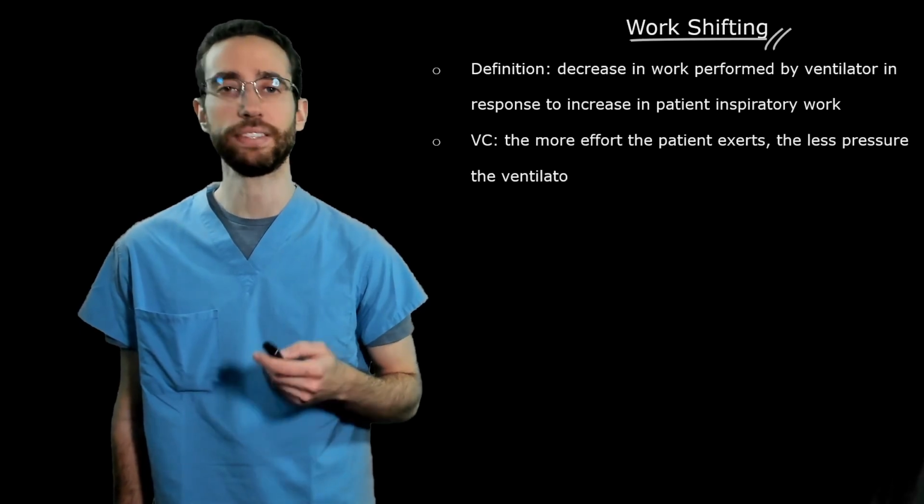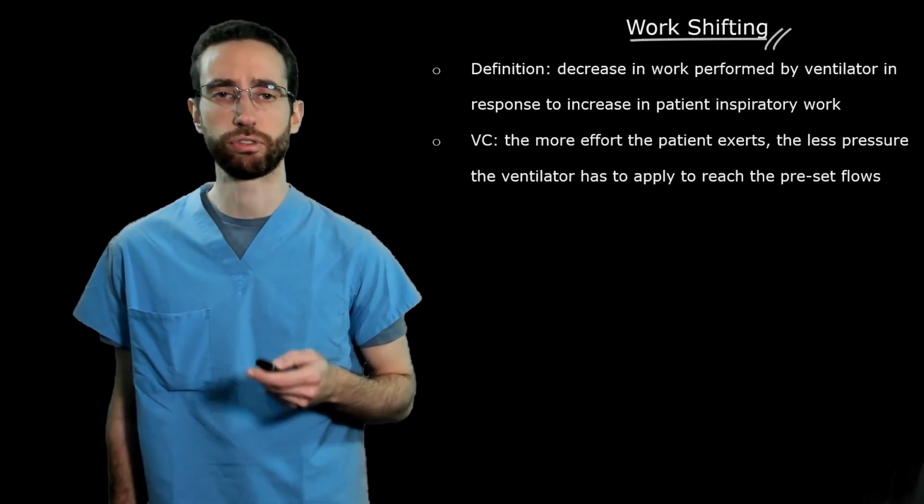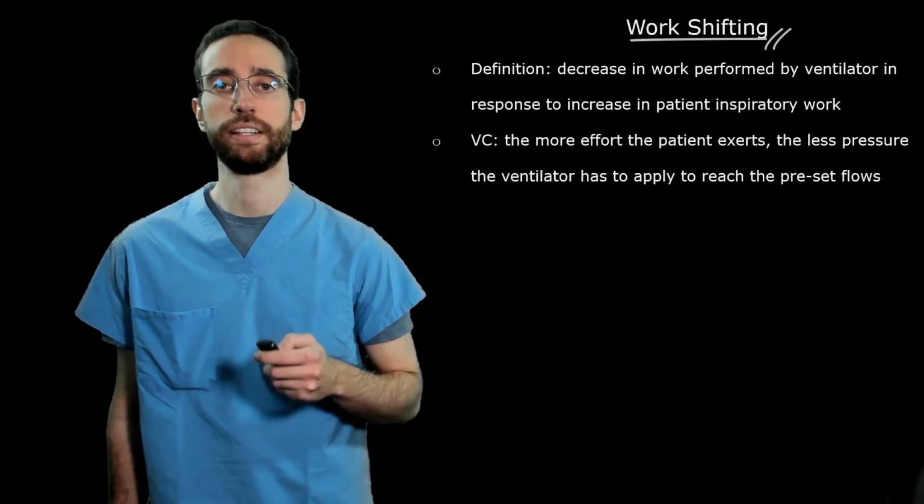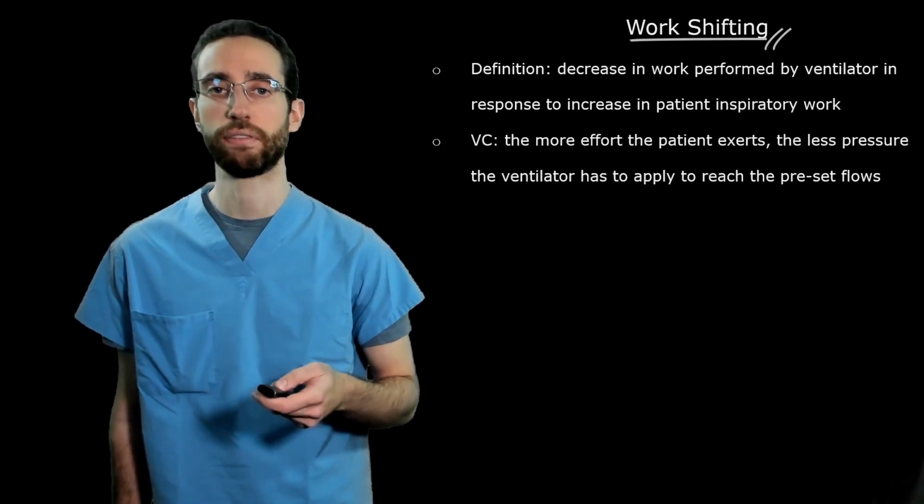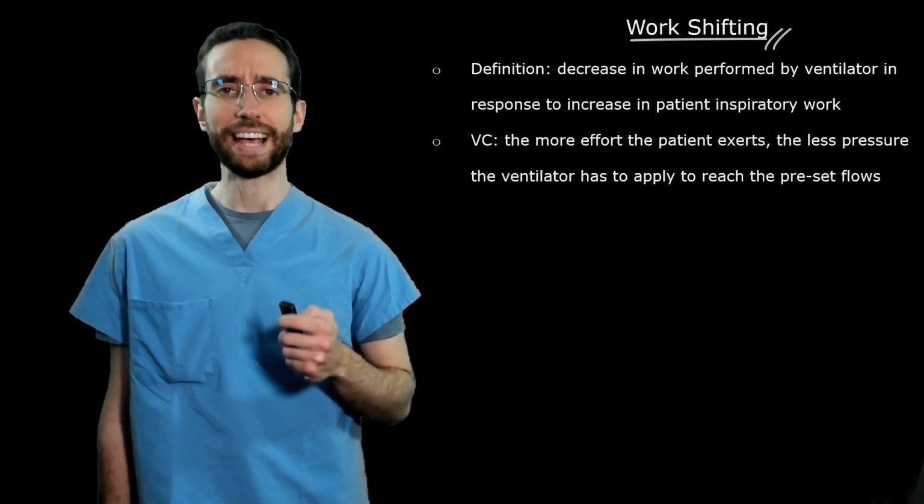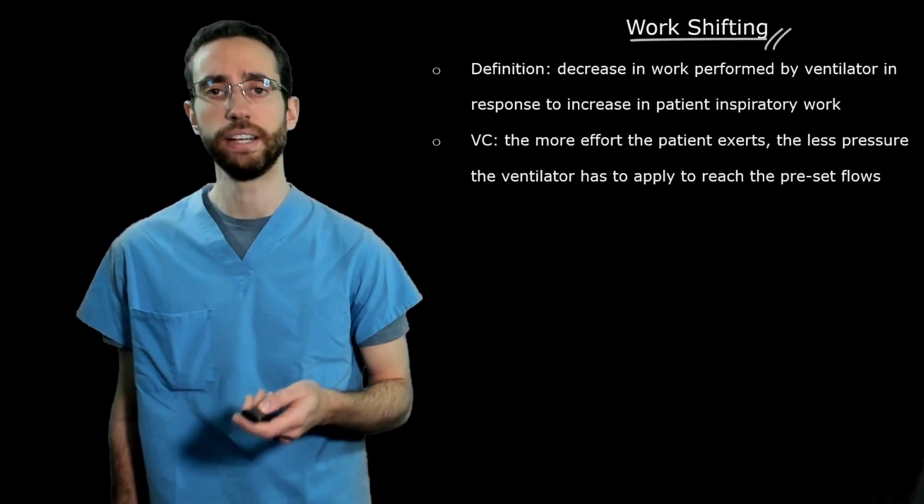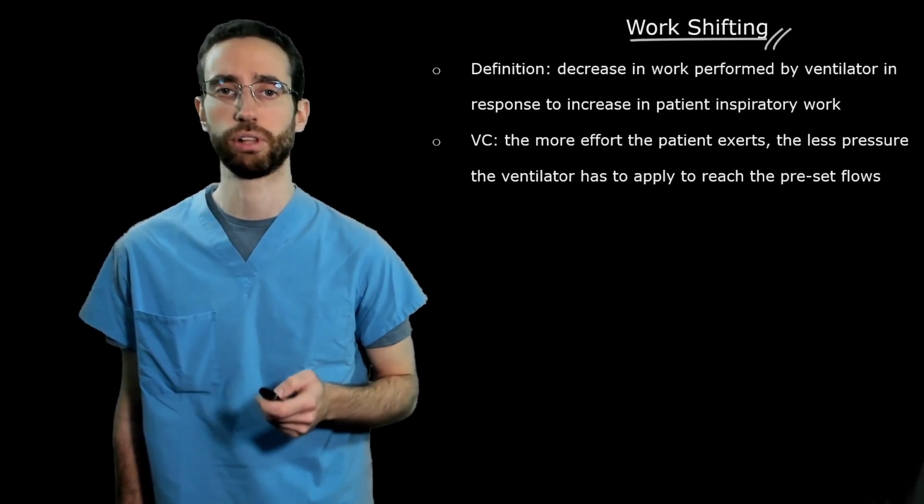This relationship is seen in volume control. Since flow is the limit variable, the stronger the inspiratory effort exerted by the patient, the less pressure the ventilator will have to apply to achieve preset inspiratory flows.